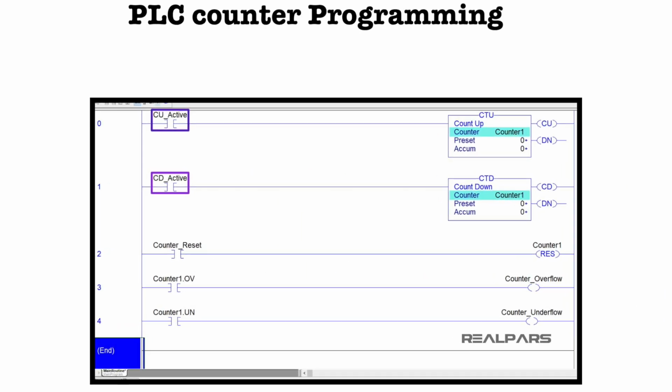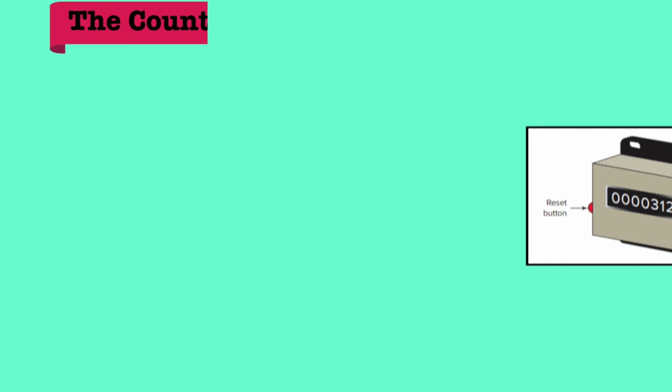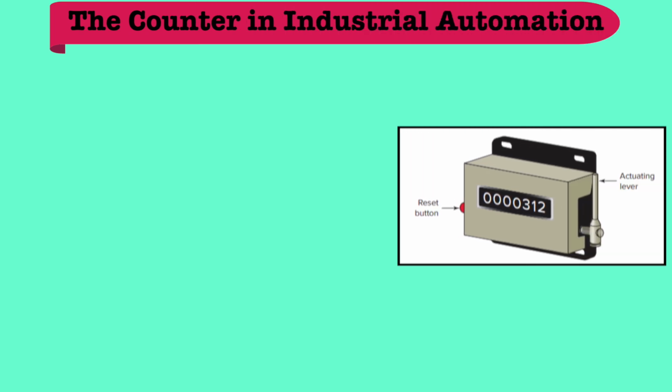Today, we begin with our 17th lecture on PLC Counter Programming Part 1. In the previous lectures, we covered PLC timers, TON timers, TOF timers and retentive on-delay timers and their examples. So let's start the counter in industrial automation.